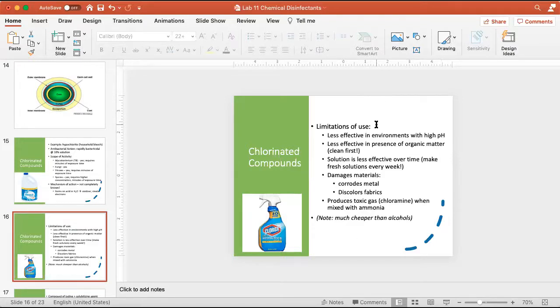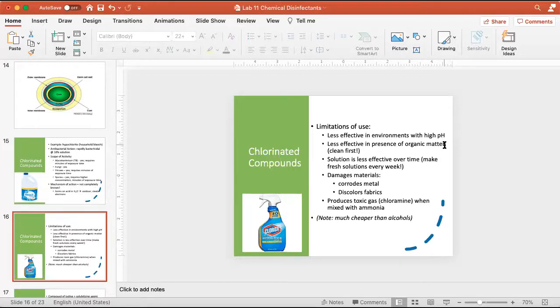Now, it has some significant limitations associated with it. First of all, it's less effective in any environment that has a high pH associated with it. Remember, high pH means alkaline or basic. And if Clorox bleach and other bleaches are working by becoming an acid, if you mix an acid and a base, they're just going to neutralize each other. So if you tried to use bleach in an alkaline environment, it wouldn't work as a disinfectant.